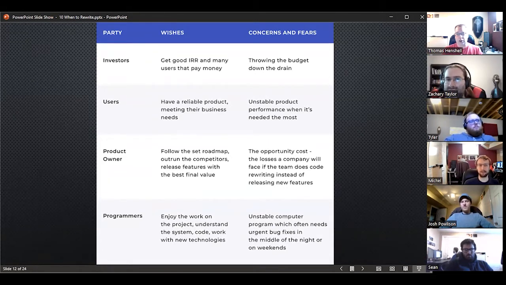Then we have the users. In our case, we call them players or fans. Okay. What do they care about? They really want a reliable product. And it says here, meeting their business needs, because all this software stuff comes from business people talking about business programmers. And that's usually where all the discussion takes place.